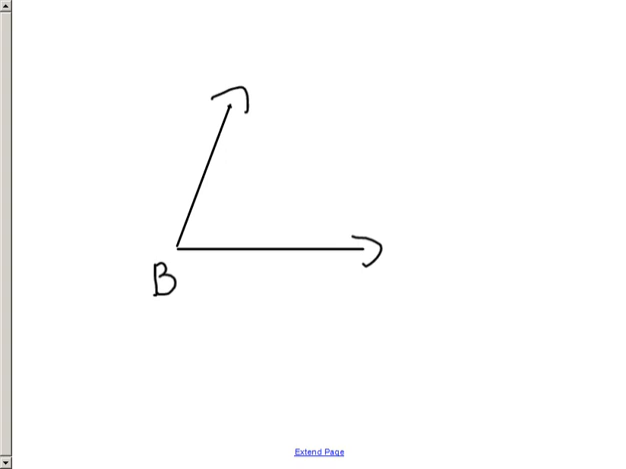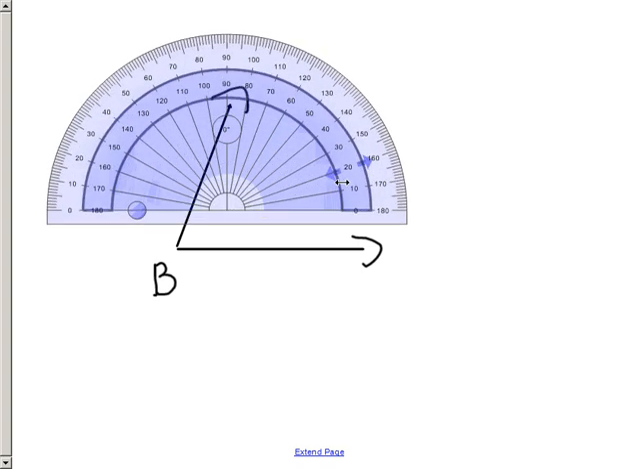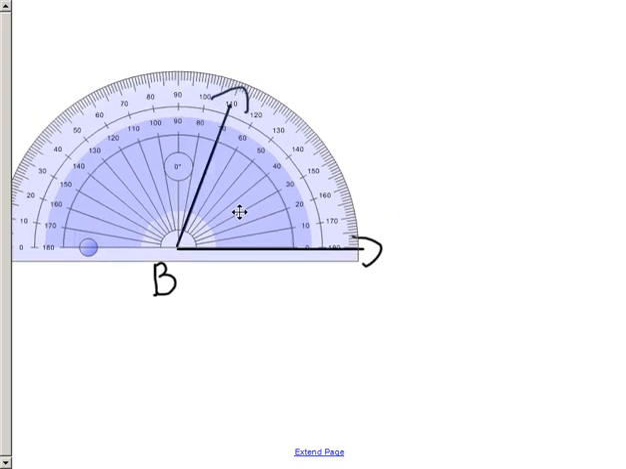Okay. If I want to check my measurement, I can get that protractor tool, whoops, and I can move it. And I can see that I've made a 70-degree angle. I always want to check and be sure that my angle is accurate. So first lesson, lesson 5.1, making and drawing angles and measuring angles.